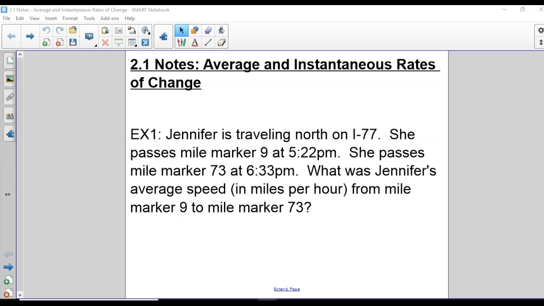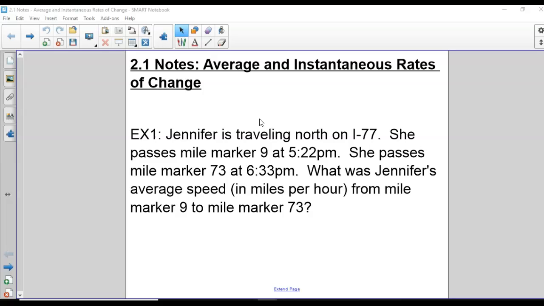So what we're going to do, we're going to go over this today. Tomorrow we'll probably do like a quick review of what we learned on Friday, which really I should have called those 2.2 notes. And then I'm going to try to proceed according to the AP plan there for that. So today we're going to be talking about average and instantaneous rates of change.